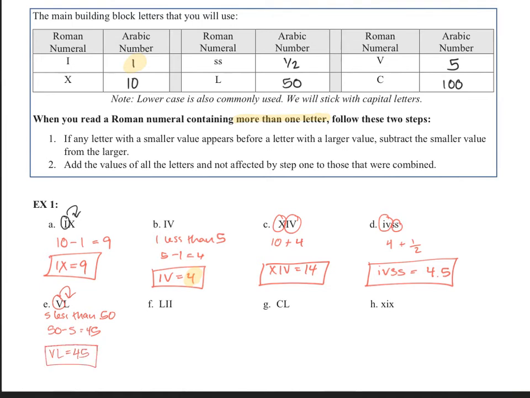Now let's look at LII. Is L smaller than I? No, it's not. So we're going to just do the addition. L is 50 plus I, which is going to be 2. Another way of saying this is you want 2 more than 50. So that is going to be 52, which means LII is 52.